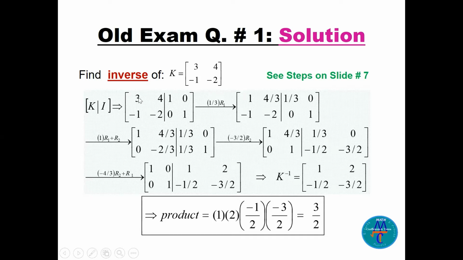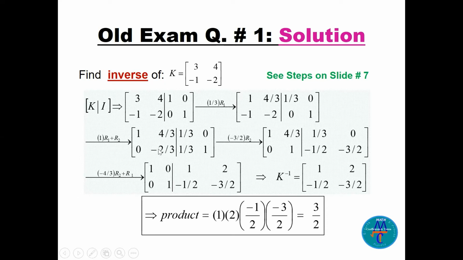transformation here until we reach the identity on this side, 1, 0, 0, 1. So first we have to change this number here, 3, to 1. So we divide row 1 by 3, all of it. 1, 4 over 3, 1 over 3, 0, all of this. Then we have to change this number to 0. So we multiply by 1 row 1 and then we add to row 2 as we did in the lecture. So it will be 0, minus 2 over 3, 1 over 3, 0, 1.